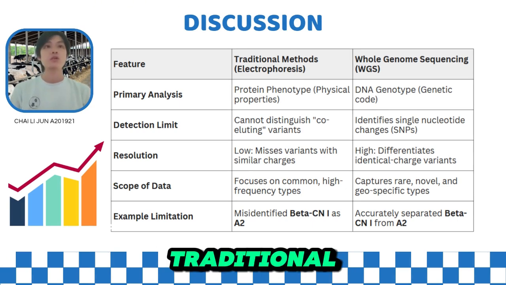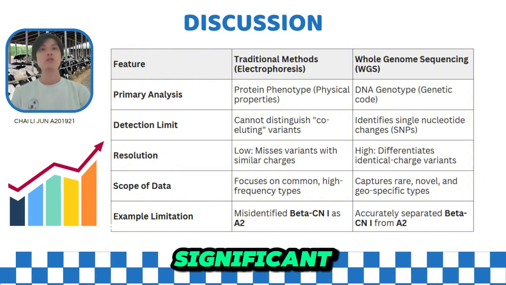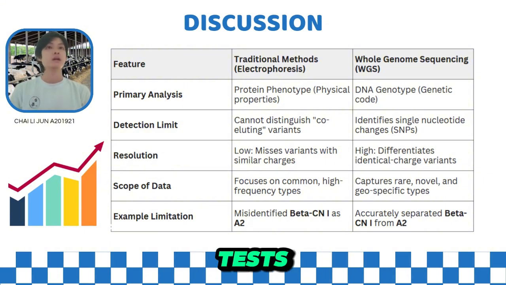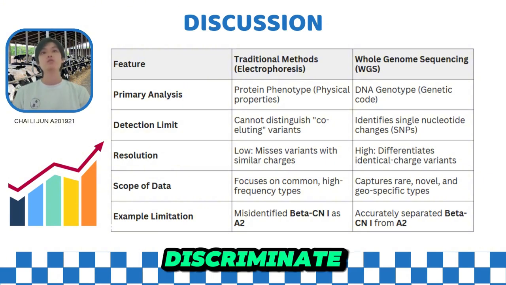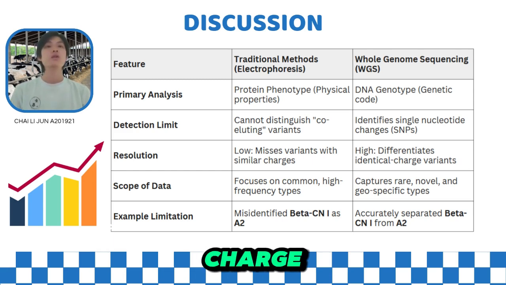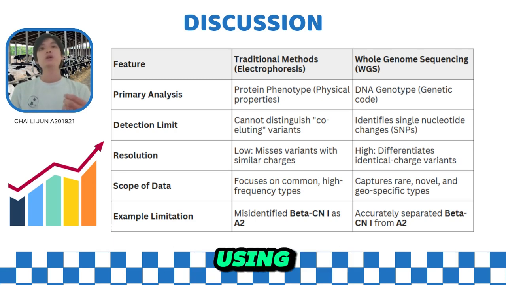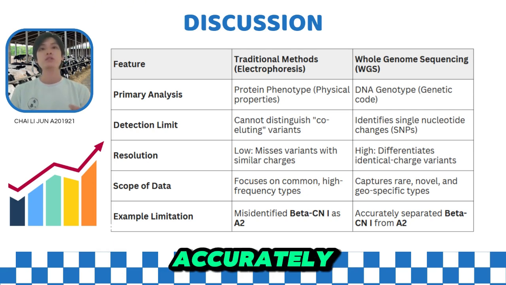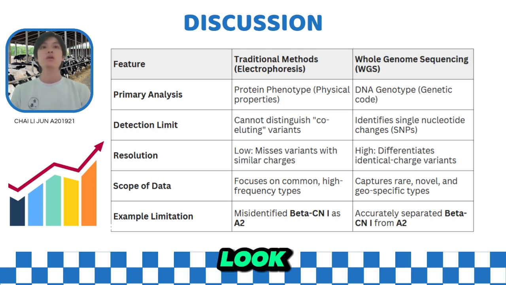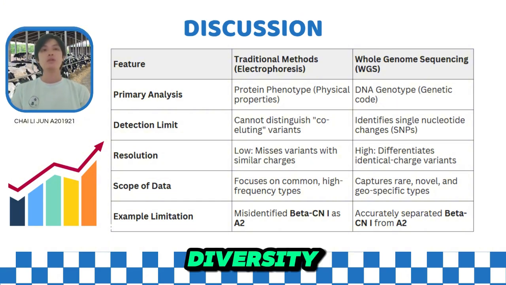The reason is that traditional protein separation has a significant resolution gap. Legacy tests like electrophoresis often fail to distinguish between proteins with similar charge. For example, beta-casein A1 was historically misidentified as A2. By using whole genome sequencing, we can read the DNA directly, allowing us to accurately discriminate between look-alike variants and map the true diversity of the genome.